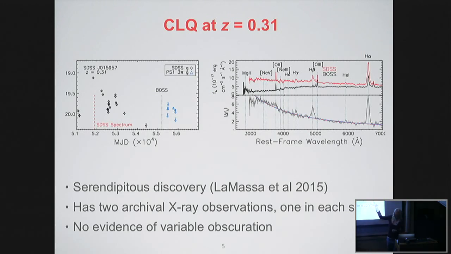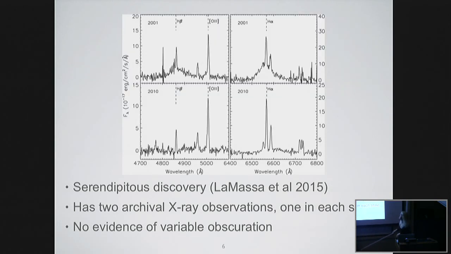Here's just a zoom in on the lines. On the left, you have H beta, and on the right, you have H alpha. On the top is the early bright state of the quasar, and the bottom is the later lower state. You can see after 9 years, you basically have diminished all the broad emission line components to these Balmer lines. Actually, there may still be a broad component to H alpha.